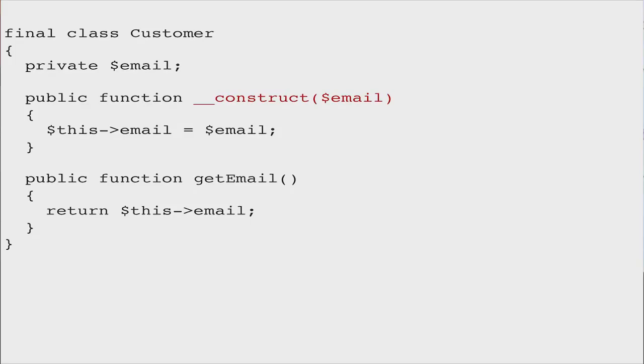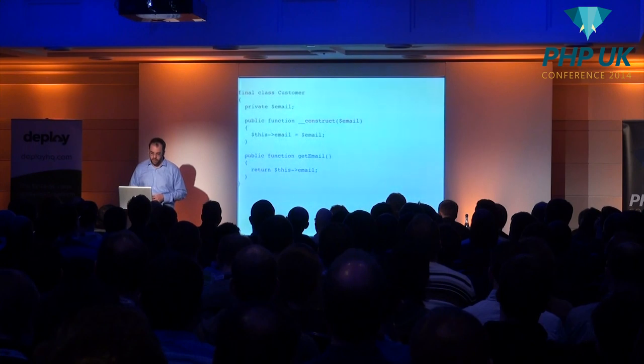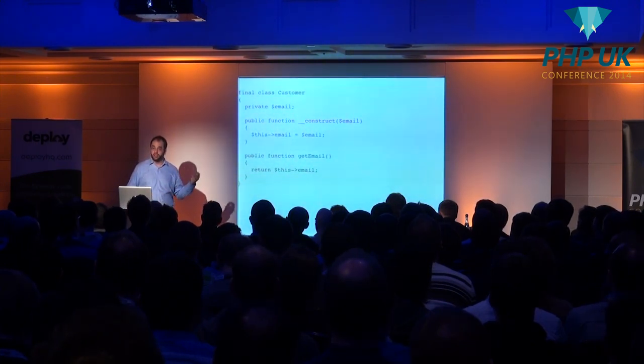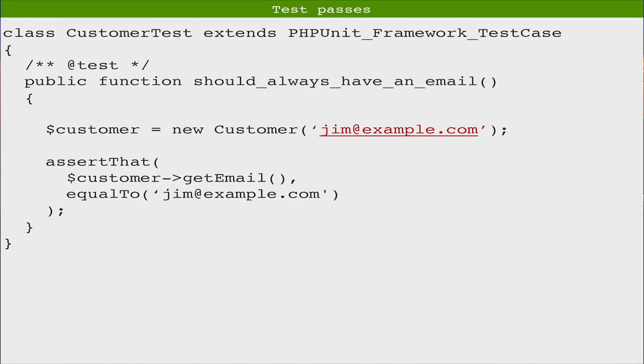And it's very easy, and this is basic object-oriented programming. And yet, and I'll get to that, people don't do this. So by simply making it a required field of the constructor, it's now impossible to make a customer without an email address.